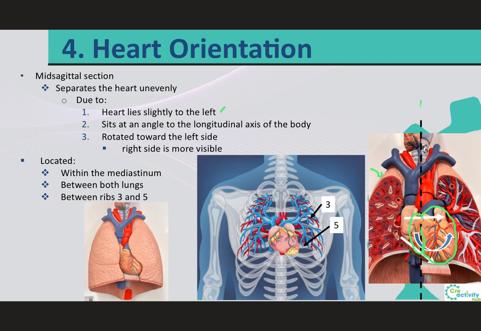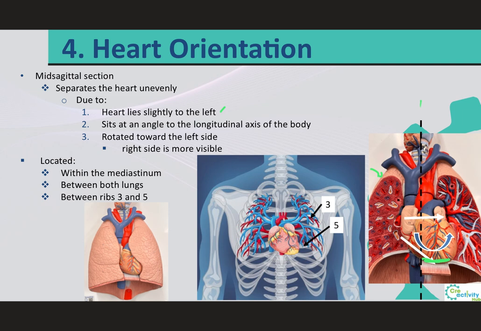Second, the heart will sit at an angle to the longitudinal axis of the body, meaning that the border of the right ventricle is actually going to be occupying the inferior surface. It sort of slides down and up. Therefore, it will be slanted. And as you can see from this image, the right ventricle will be situated on the bottom surface of the heart.